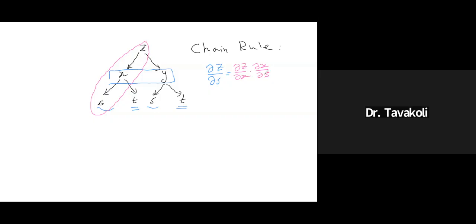But that's not the only way to get to s. I can get to s through y. Through y, I have this path. So I should add this to partial derivative of z with respect to y times partial derivative of y with respect to s.